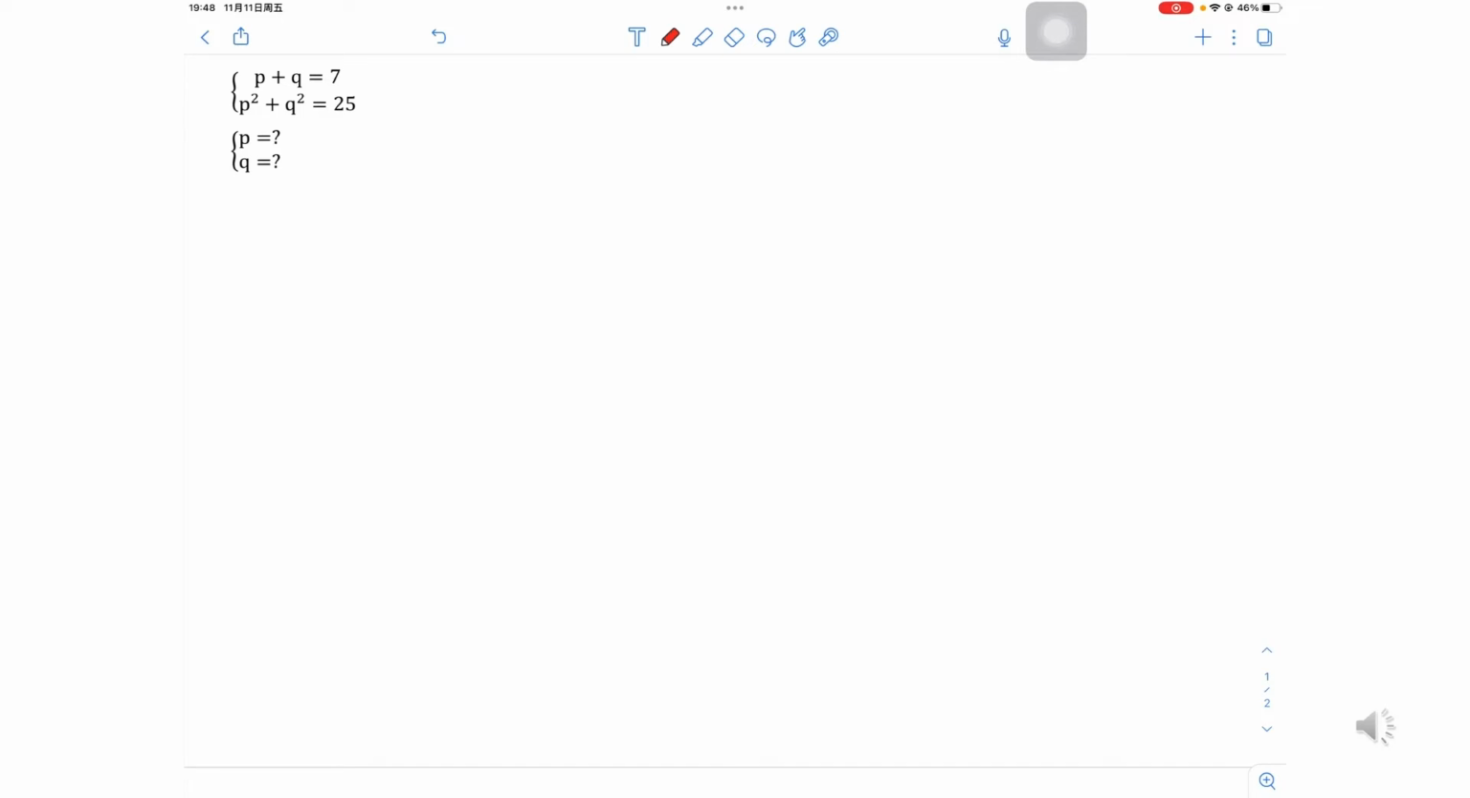Let's look at this problem. P plus Q equals 7. P squared plus Q squared equals 25. What are the values of P and Q? What comes to mind is substitution.